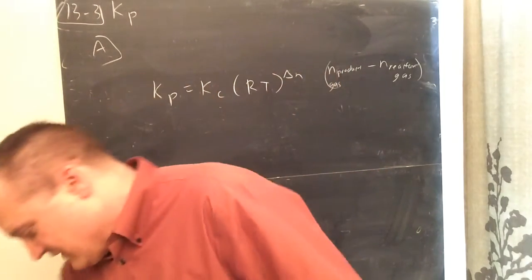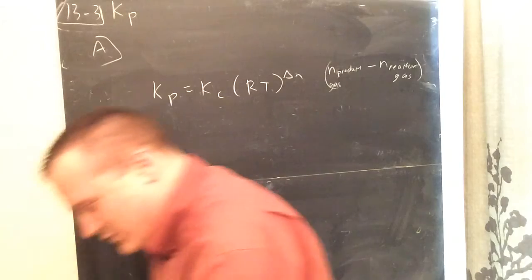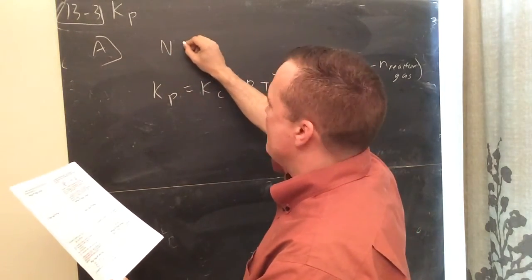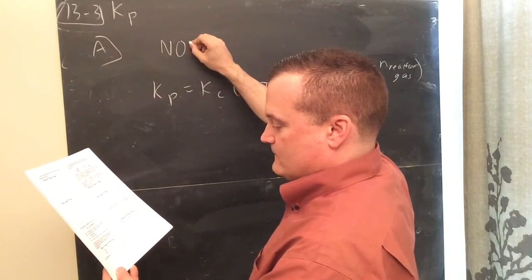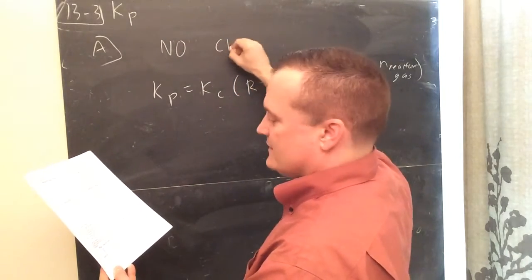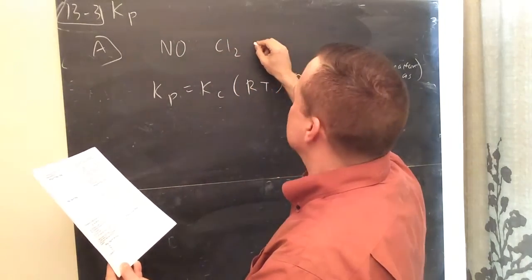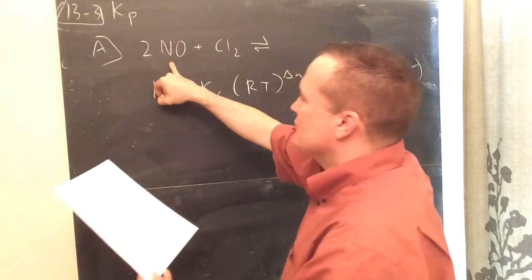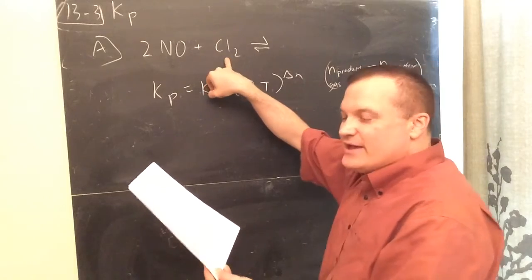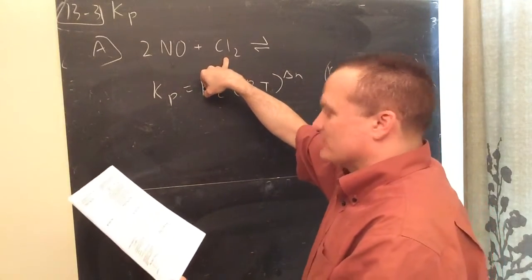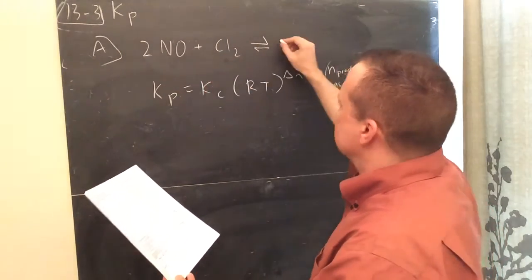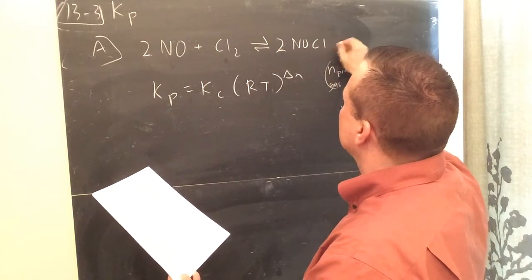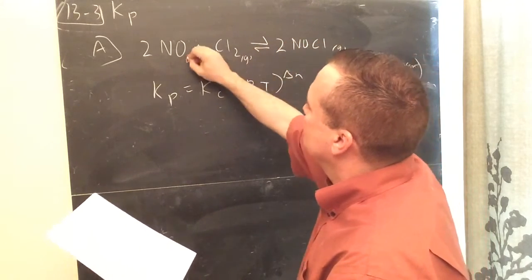So it says you've got nitrosyl chloride, NOCl, which was synthesized in a closed vessel. So we have nitrogen monoxide, NO, a colorless gas, and that's a pale green gas, chlorine gas, Cl2. And it gives you 2NOCl gas. They're all gases.